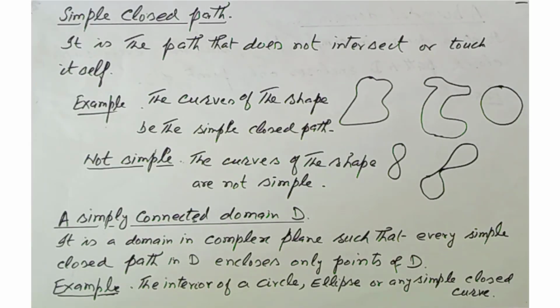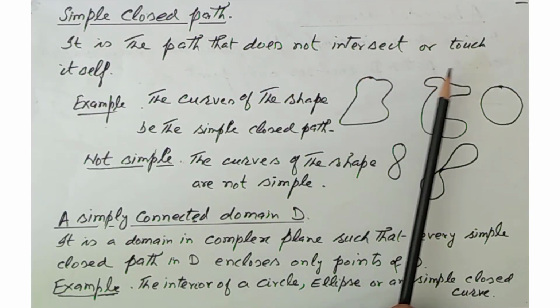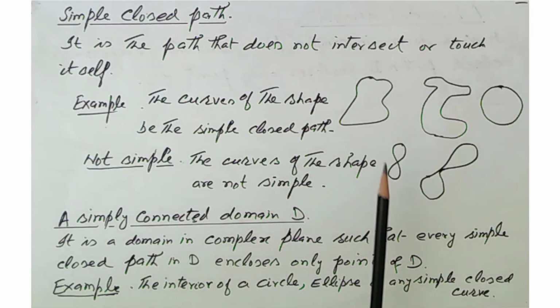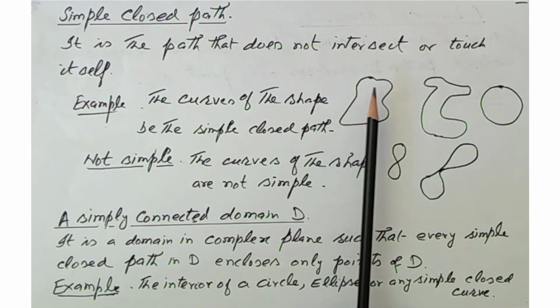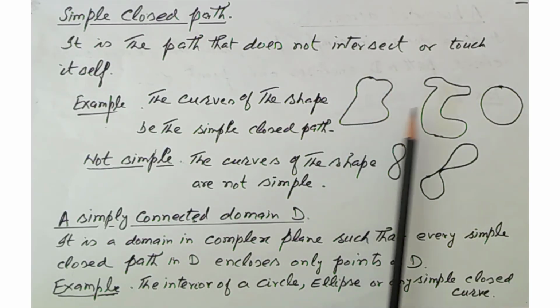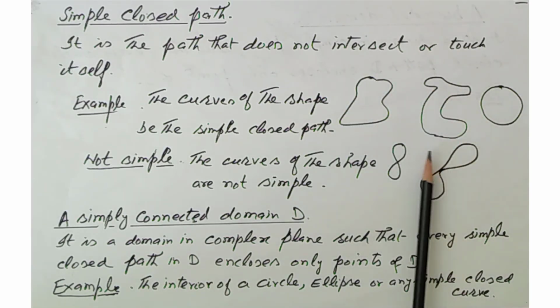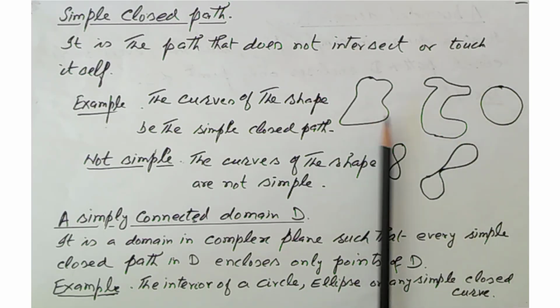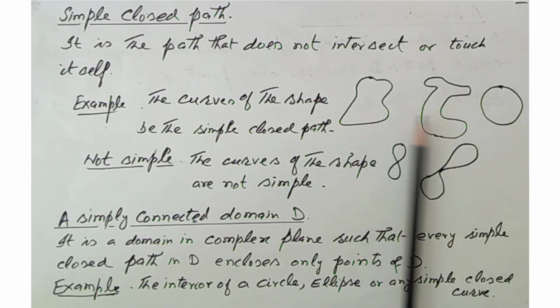Now today we are going to start the simple closed path. The definition is that it is the path that does not intersect or touch itself. This is the path. This does not intersect. This path also does not intersect, and this one too. These are three figures which are simple closed paths.